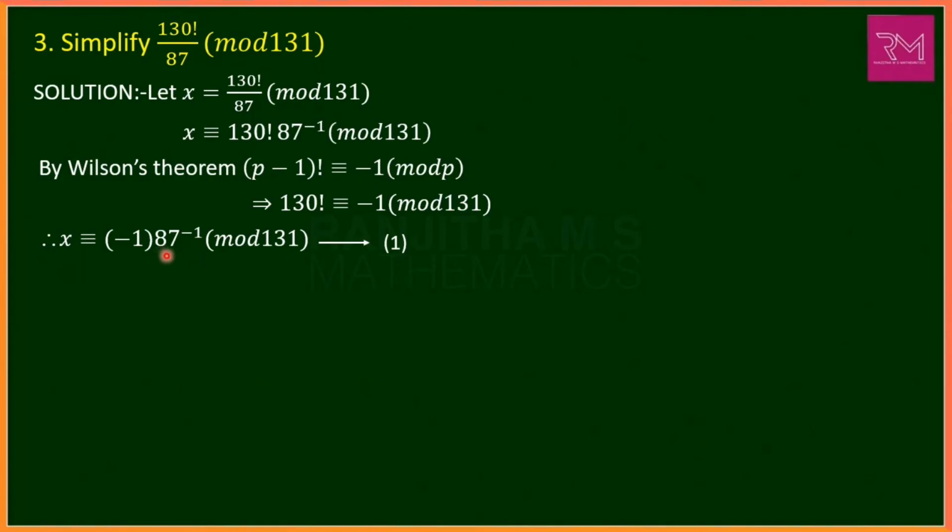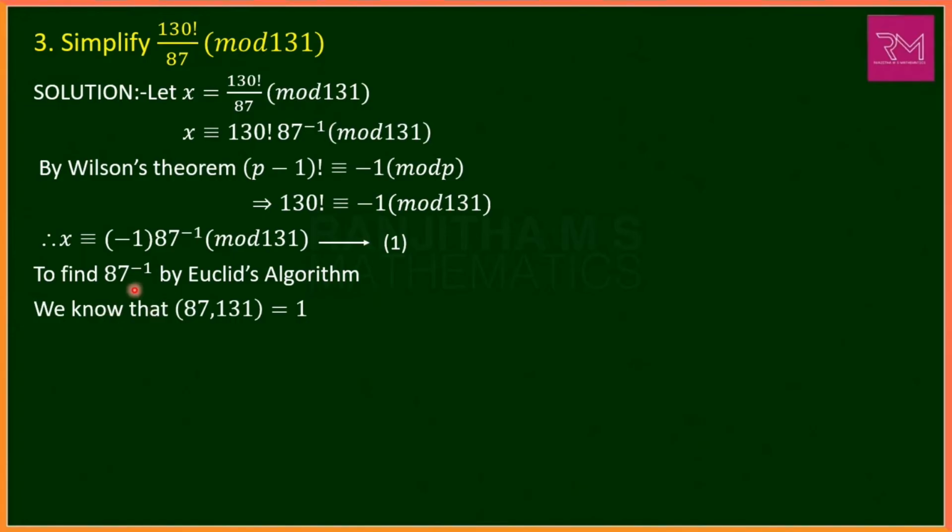Next step, we have to find the inverse value of 87 and substitute it over here to get the value of x. That's the procedure. We have to find 87 inverse by Euclid's algorithm method. First step is to verify whether the GCD of 87 and 131 is 1 or not. Obviously the GCD of 87 and 131 is 1, because 131 is a prime number, the only divisors of 131 are 1 and 131. Among these two the greatest common divisor is 1. Therefore the GCD of 87 and 131 is 1. Both are relatively prime, satisfied.